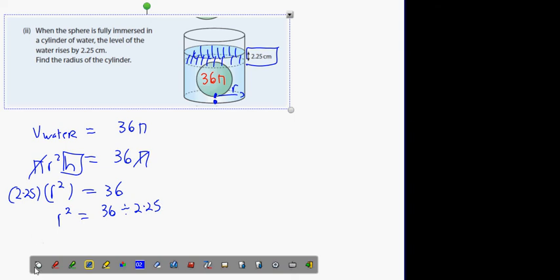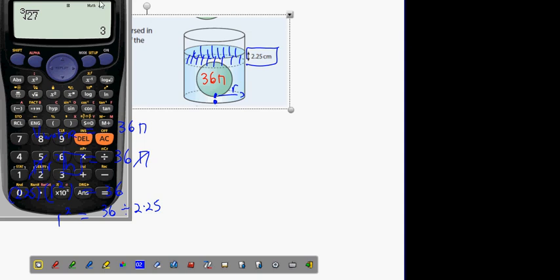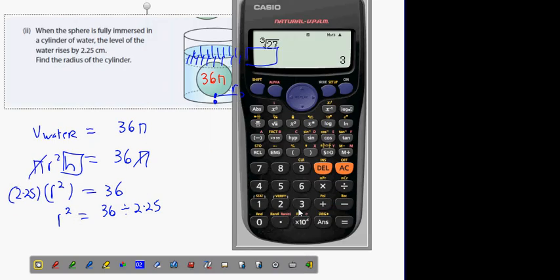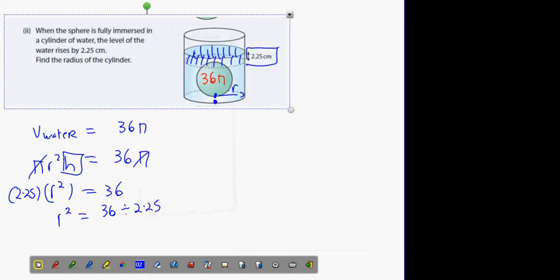Okay, and when you do 36 divided by 2.25, what you get here is 16. So you find out that r squared equals 16. And if r squared equals 16, then r equals 4 centimeters.